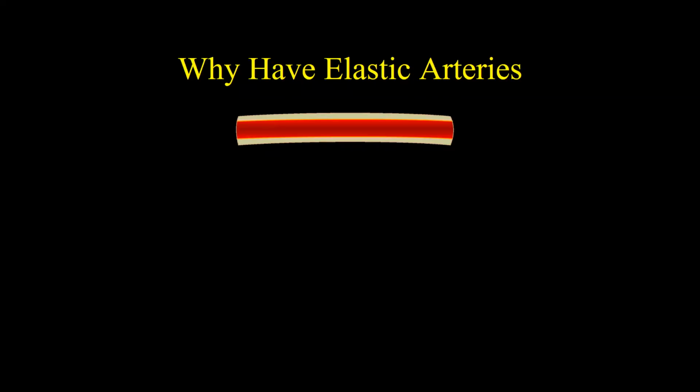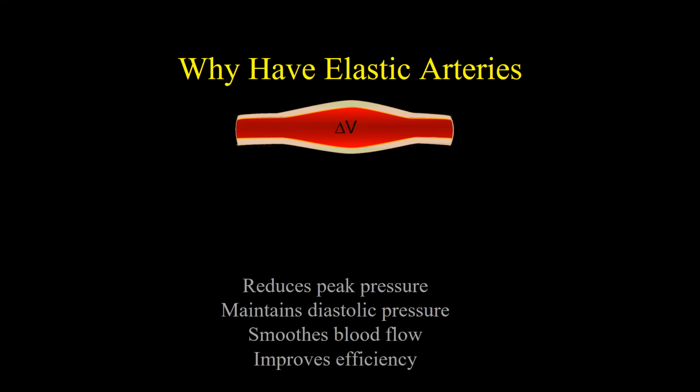So why do we have elastic arteries? Well, for biomechanical reasons, to be perfectly honest, because your left ventricle is ejecting blood intermittently at very high pressure, and you do not want your microvessels in the kidney or in the brain or in the eye to see big changes in pulsatile pressure and flow. So those changes due to ventricular ejection are buffered out by having an elastic aorta. It takes up that pressure and then gradually releases it. And so that reduces changes in peak pressure, it maintains diastolic pressure, and it smooths blood flow and improves efficiency.